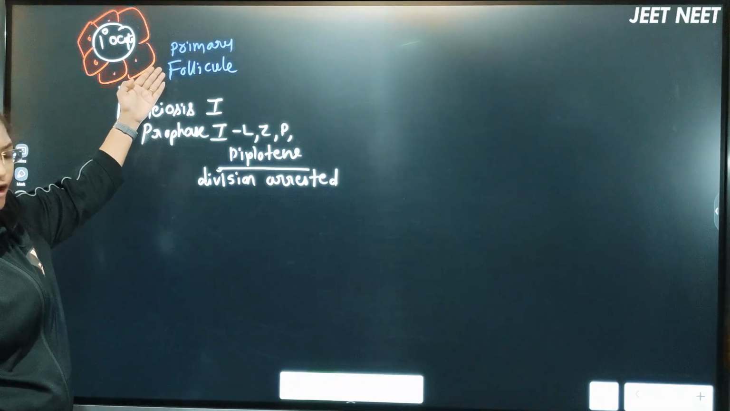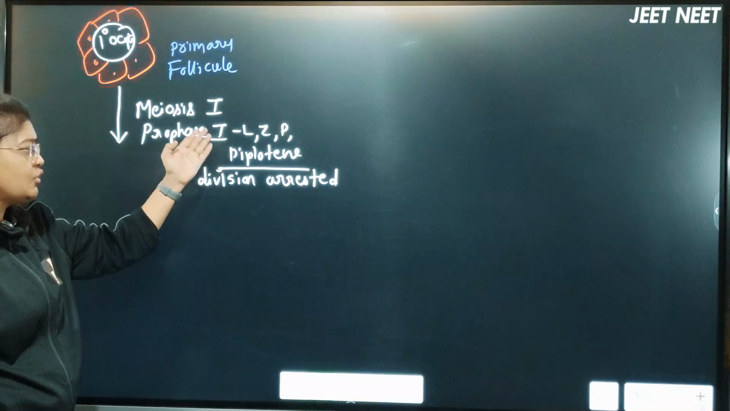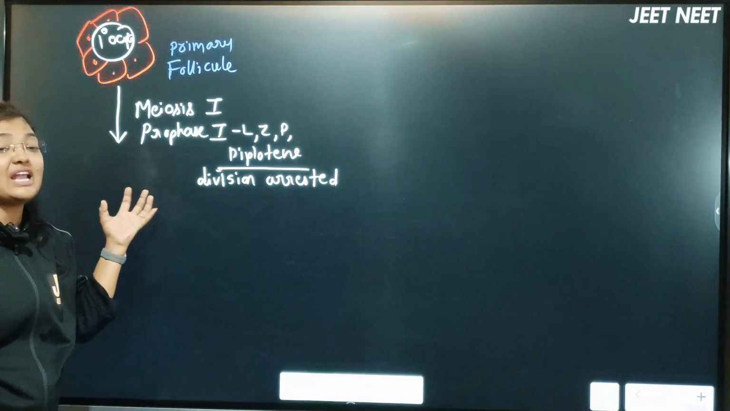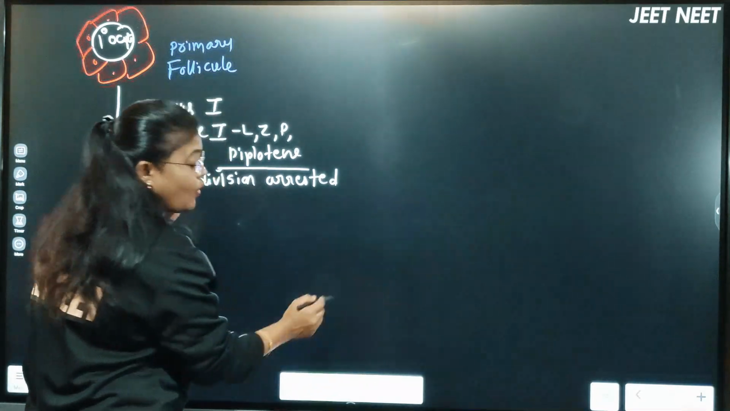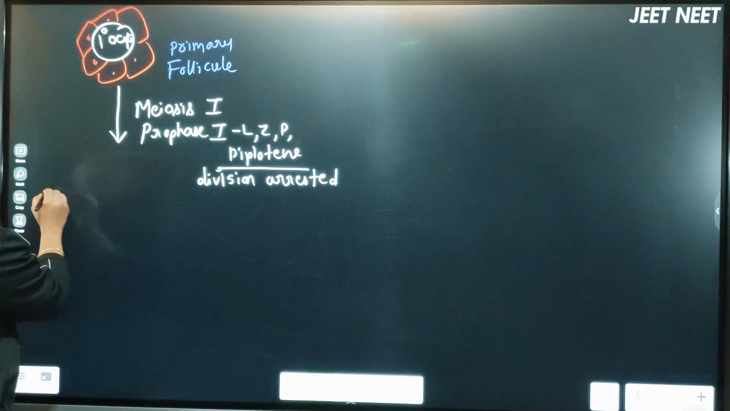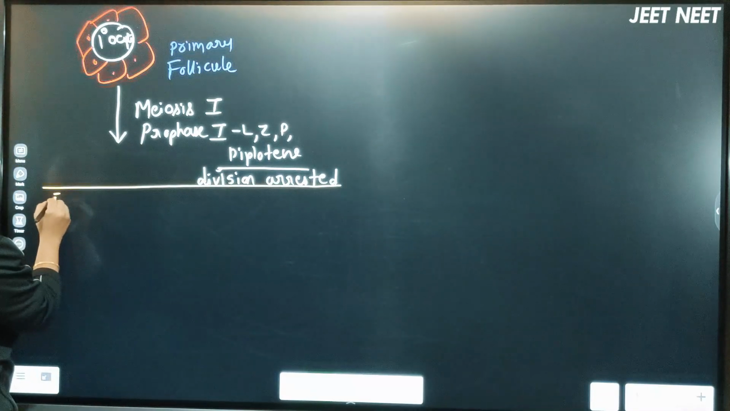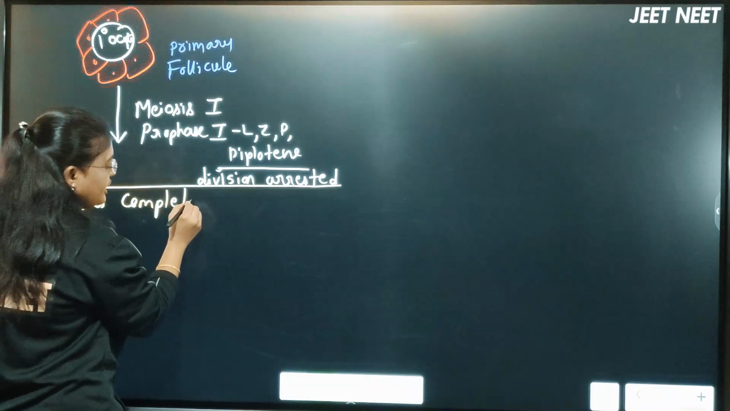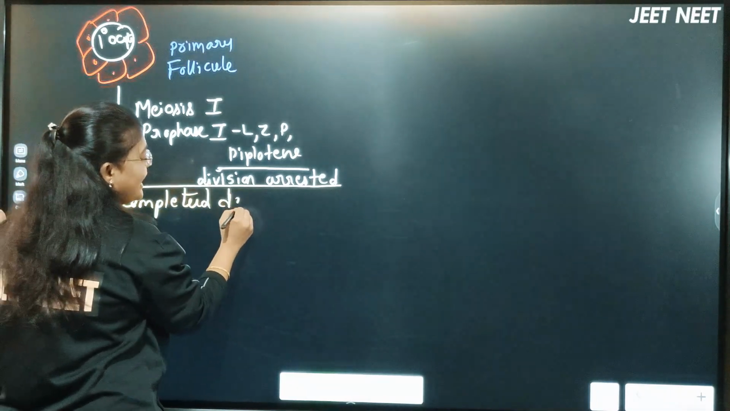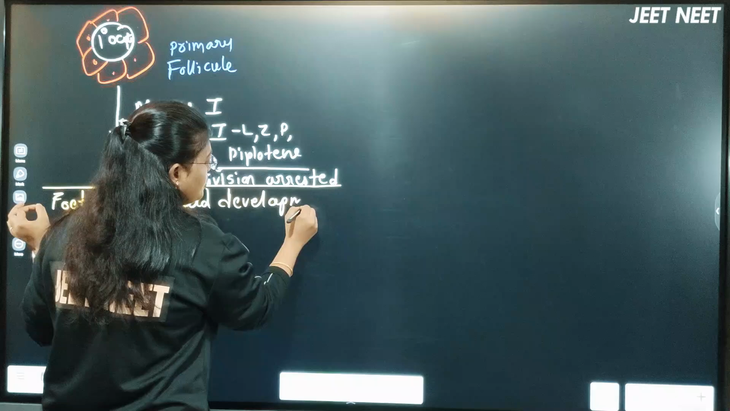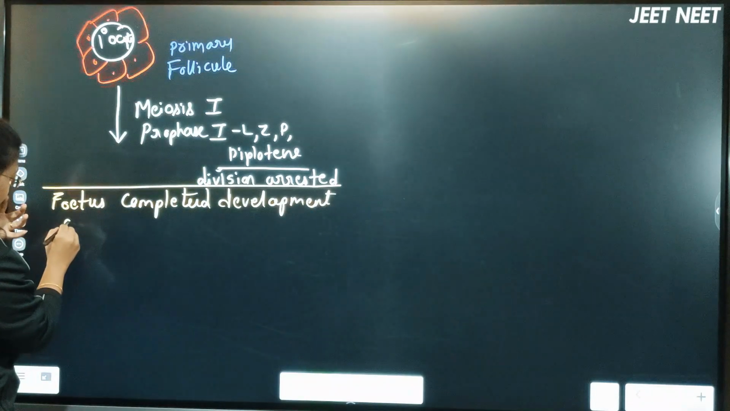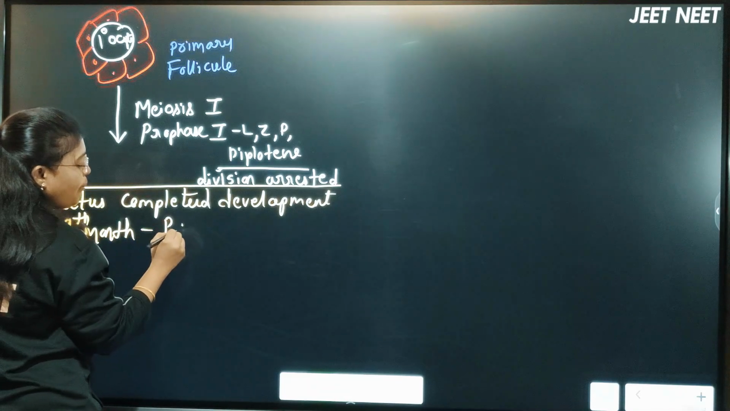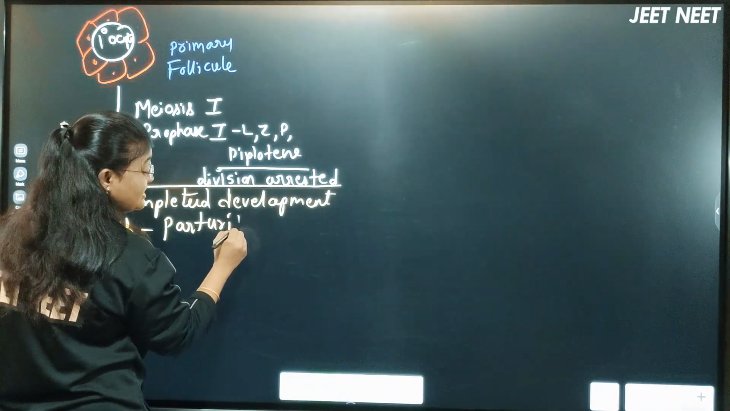Meiosis 1 started in the primary follicle and enters prophase 1: leptotene, zygotene, pachytene and diplotene. In the diplotene stage the primary follicle division has got arrested. Why? Because the fetus has now completed its development, completing the 9th month, ready for parturition. Do you understand better?